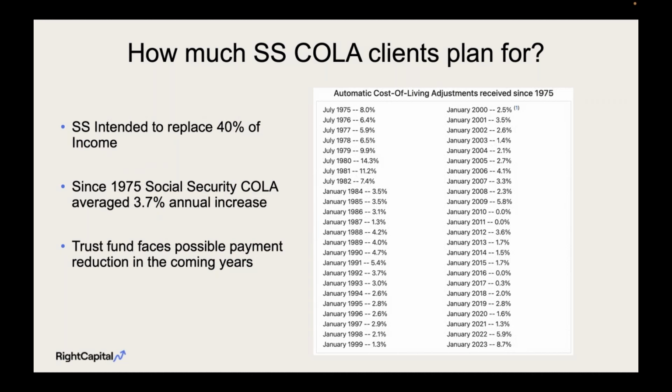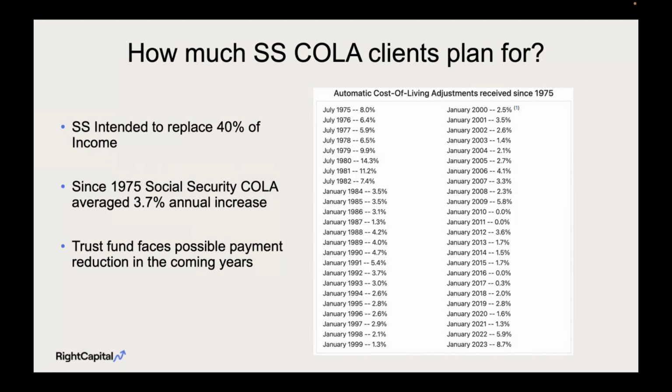But we also know that although Social Security is intended to replace roughly 40% of income, of course, scaled, lower earners are going to get a higher replacement value, higher earners are going to get a lower replacement value through those bend point calculations. We know that the trust fund itself faces possible payment reductions in the coming years.